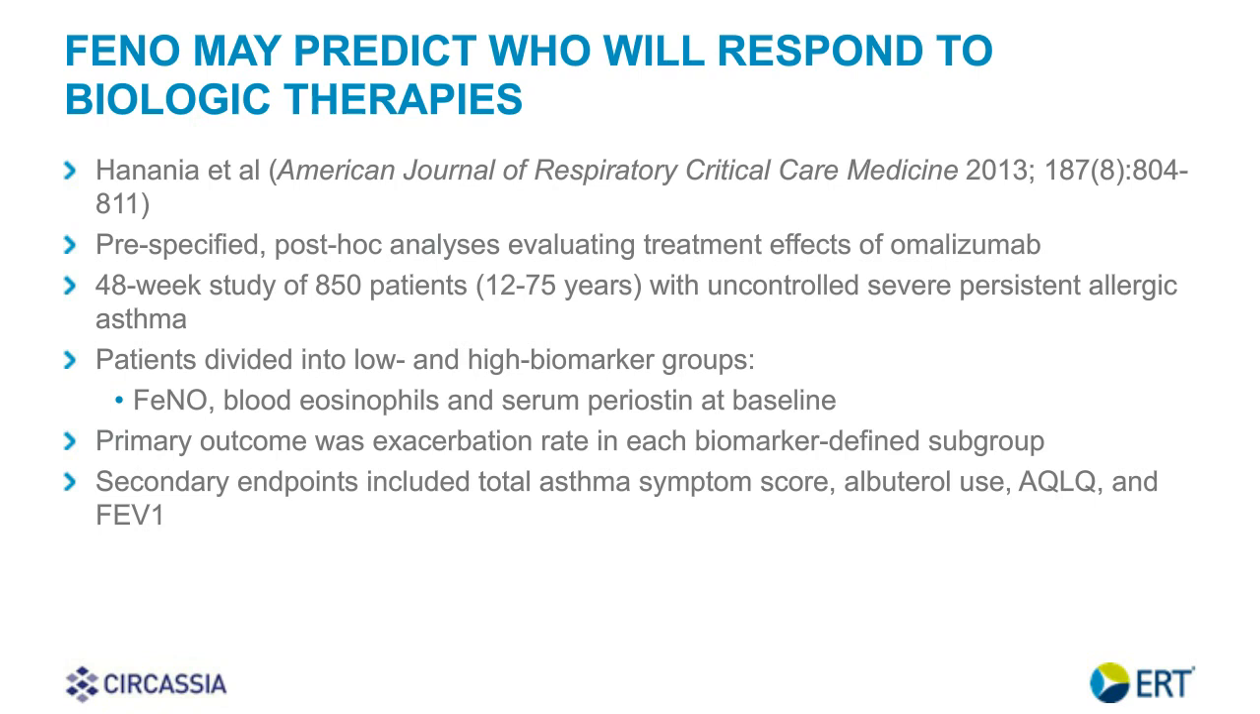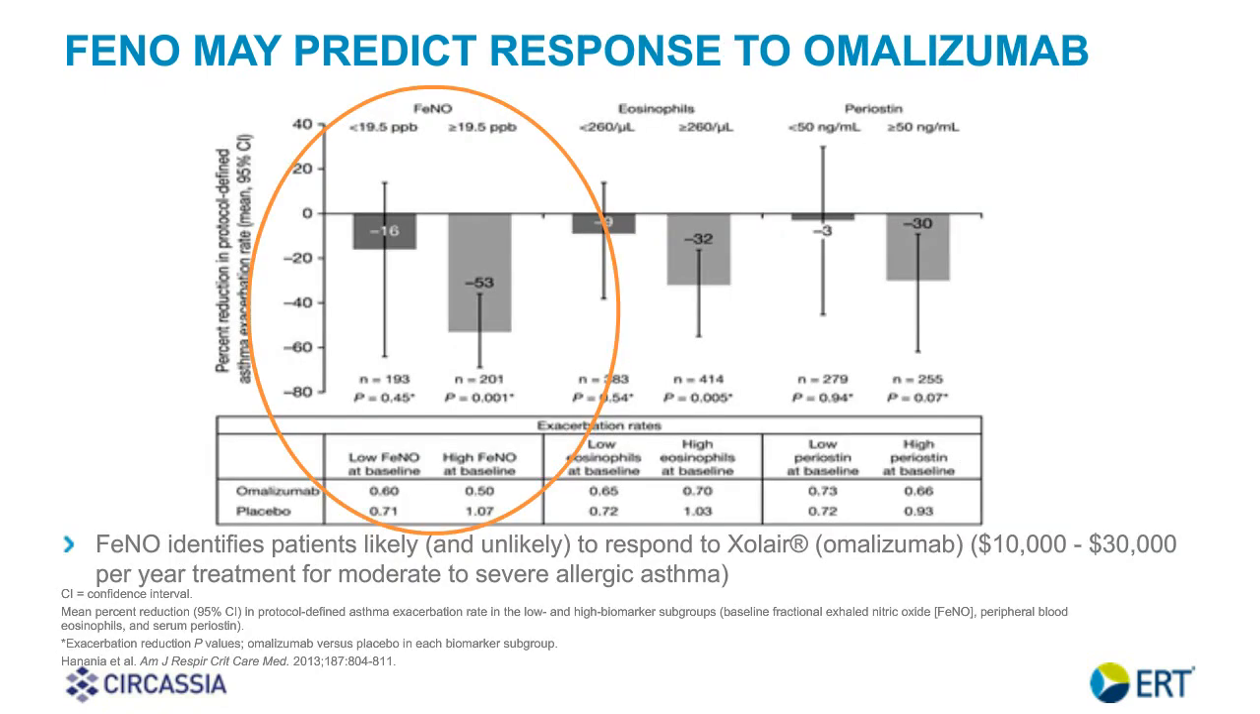If you look here, the main graph from the study shows you the percent reduction in protocol-defined asthma exacerbations. And you can see we're looking at 3 different biomarkers again. The FeNO was the far left-hand side. You have the eosinophils, blood eosinophils in the middle, and periostin.